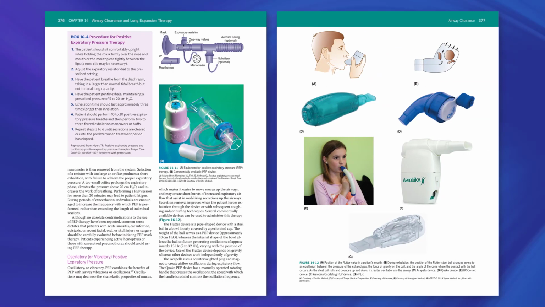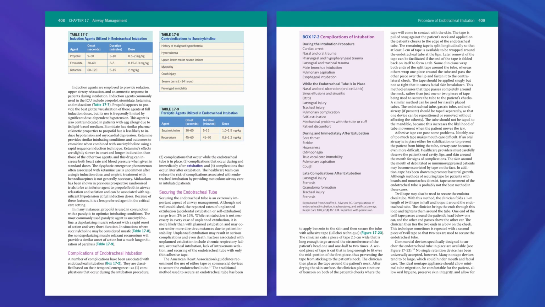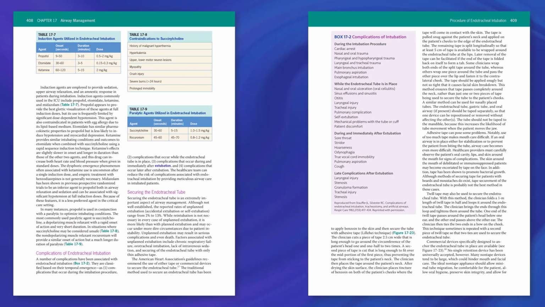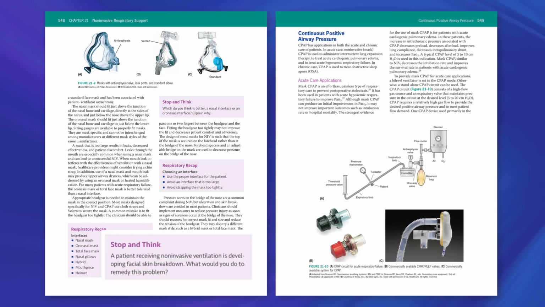Each chapter includes a number of features with the student in mind. Every chapter is richly illustrated. The figures were carefully selected and prepared to enhance student learning. Tables and boxes are included to expand the details of the text. The respiratory recap boxes highlight important concepts. Stop and think boxes are included to challenge students' critical thinking skills.